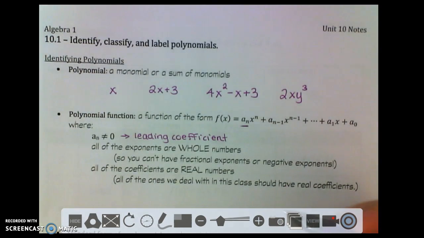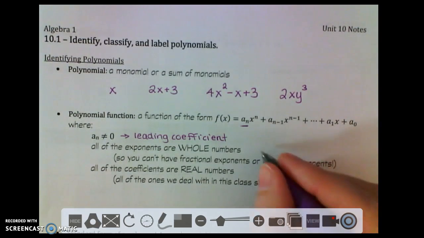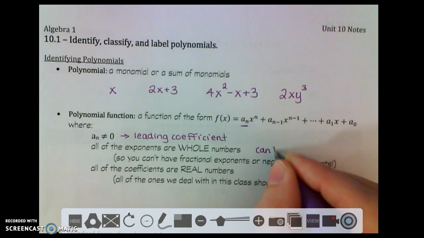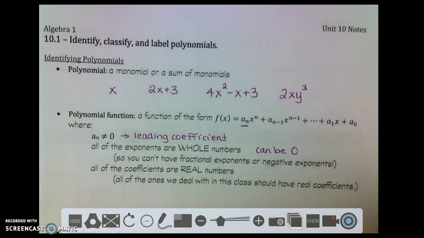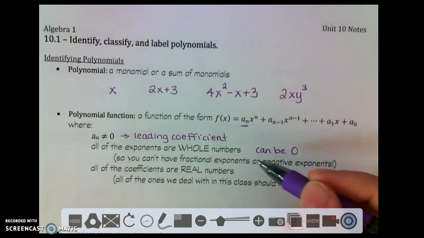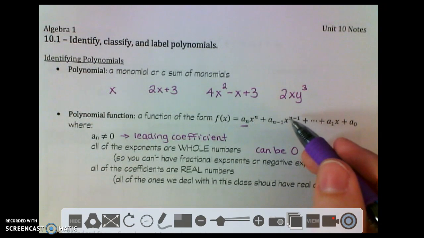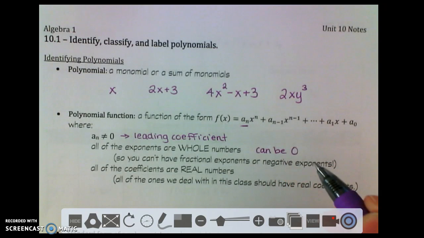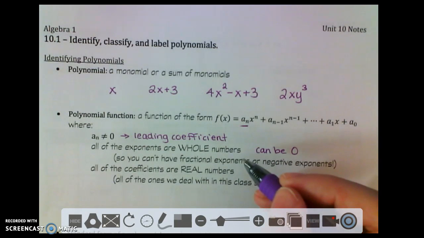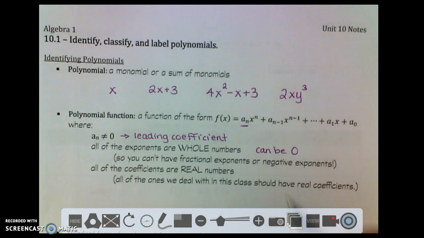We also know that all of our exponents have to be whole numbers. So it can be 0, but can't be exponents that are fractional or exponents that are negative. So if you see a negative exponent, you don't have a polynomial function. If you see a fractional exponent, you don't have a polynomial function.